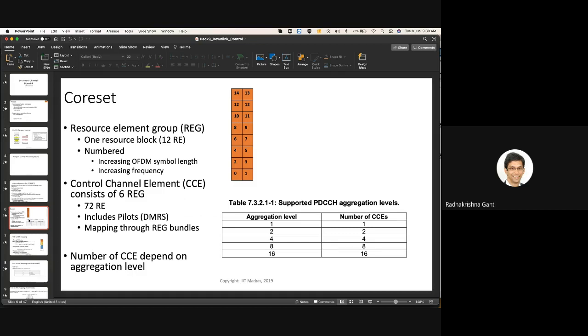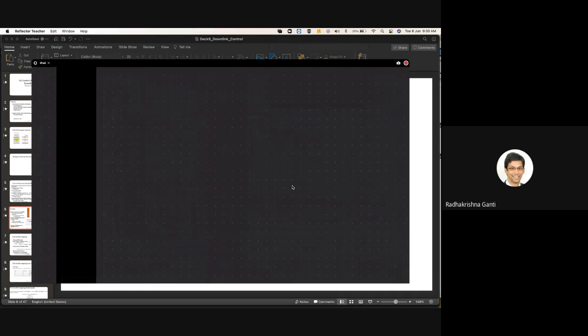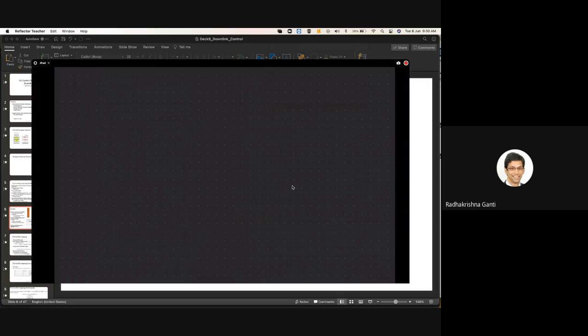Okay. So before we study CORESETs, let's understand. I want to show you one diagram so that things become a little bit simpler. This is a very important diagram to simplify our ideas of what the PDCCH channel is. Generally, PDCCH is the most confusing channel of all things. Okay. So I'm going to draw a diagram and then I will explain what this is.